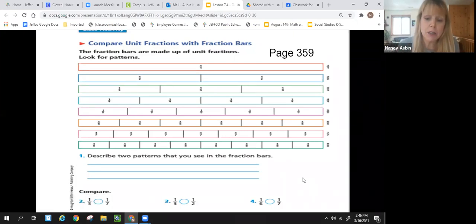And if you don't, look up here, Lucas, eyes on the screen. I want you to look at the fraction bars, and we're going to be comparing these unit fractions. All of these bars are made up of unit fractions. That means that they're one part of a whole. Their numerator is 1. So looking at the screen, what do you notice? What are some of the patterns that you see in the fraction bars? What is happening as you go down, or just what things do you notice about these bars? Any patterns that you might see? So look at it, think about it.